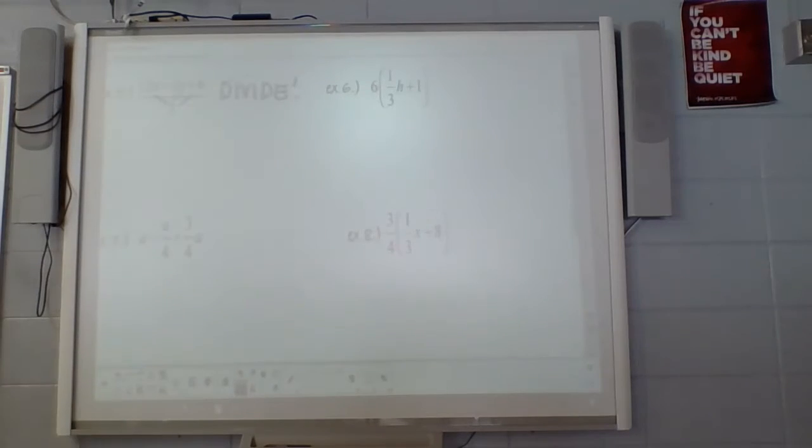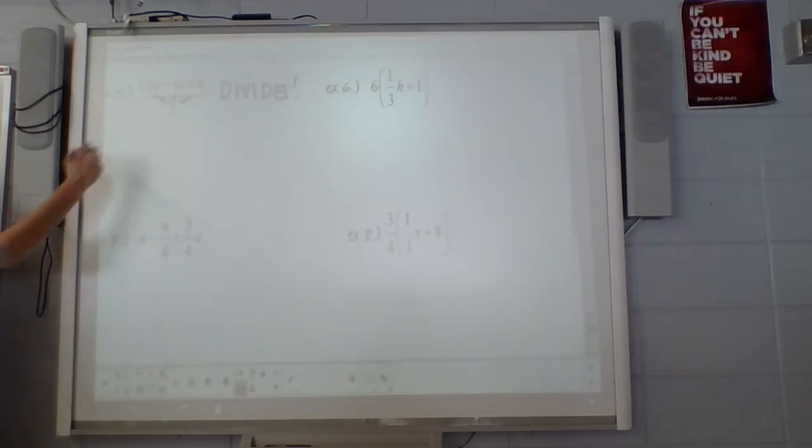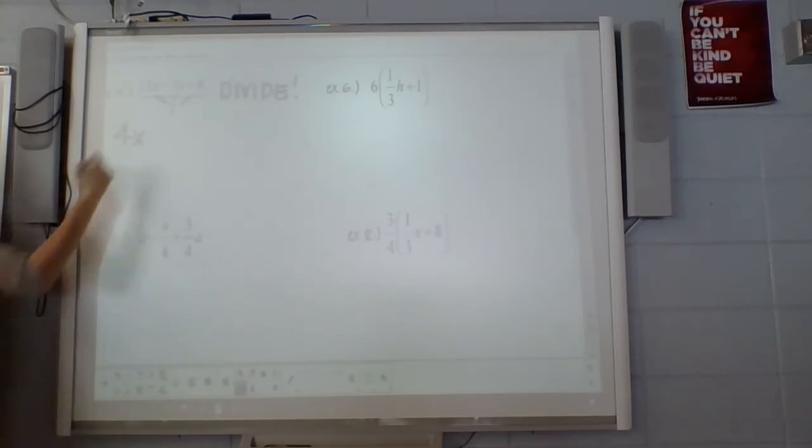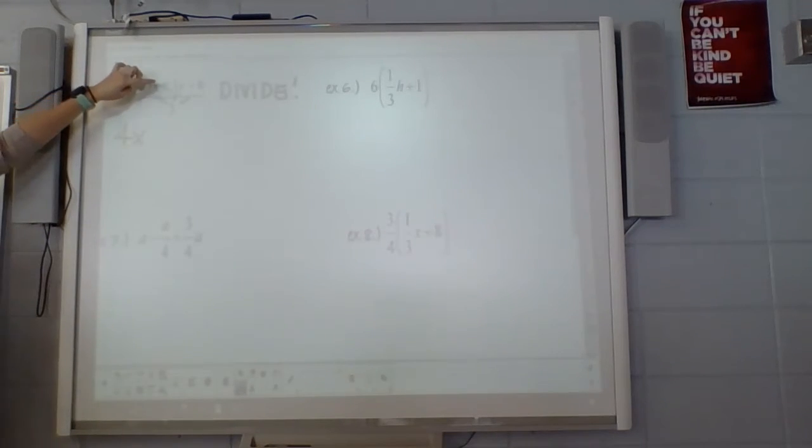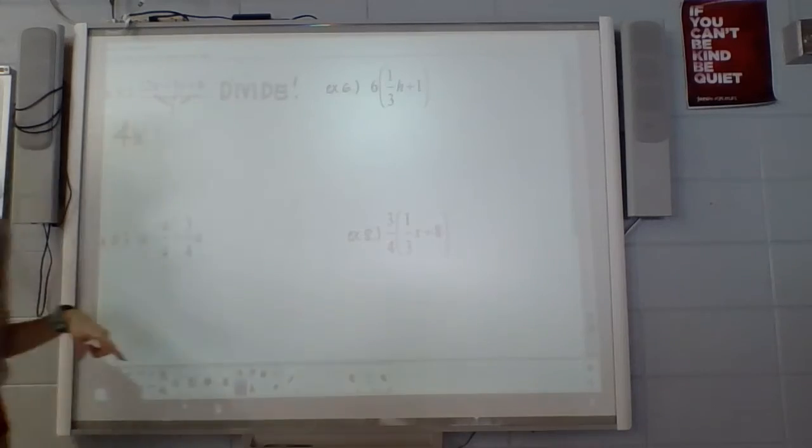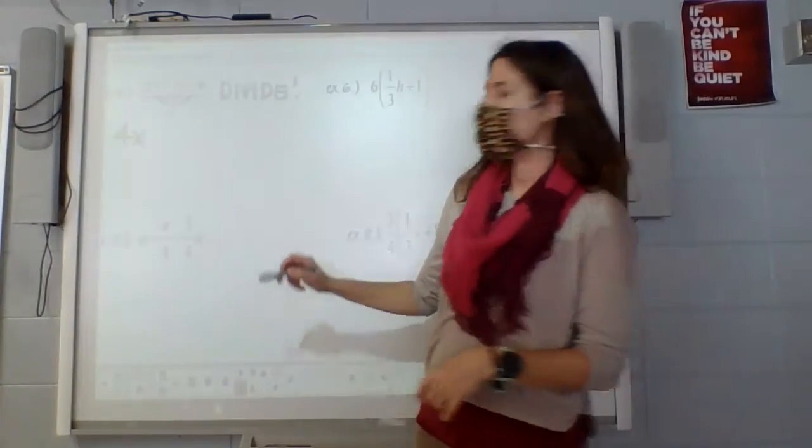There are going to be some problems where rather than using parentheses, they use this big division bar that tells me everything has to be divided by 3. So 12x divided by 3 is 4x. Negative 3y divided by 3, negative 1y.